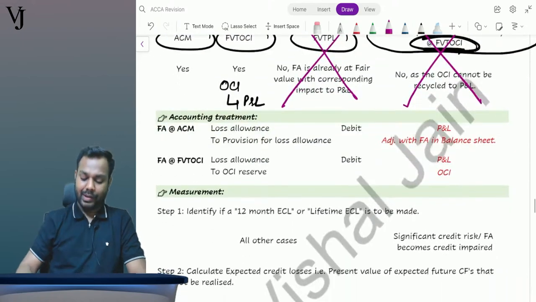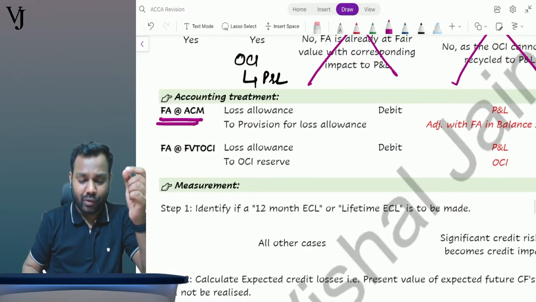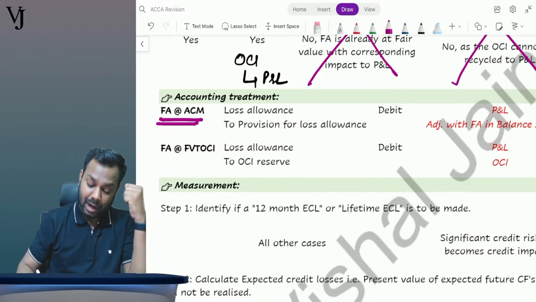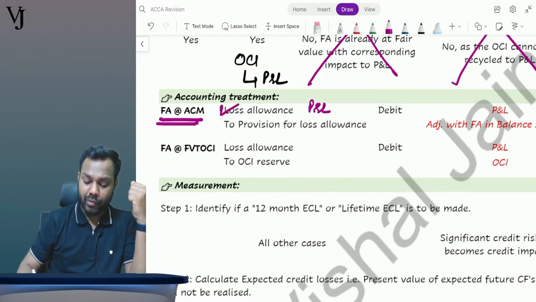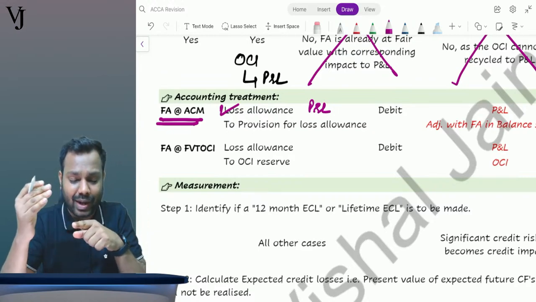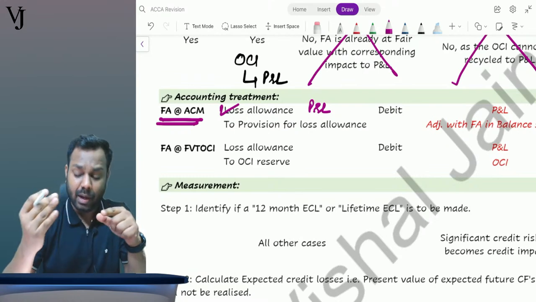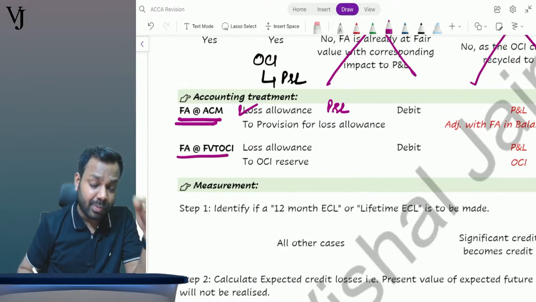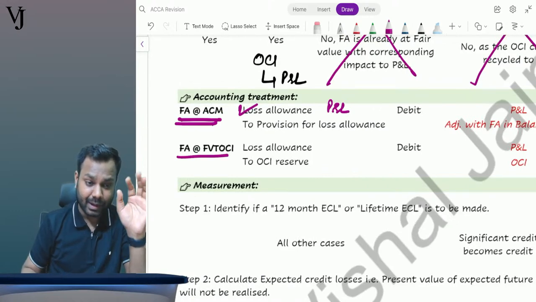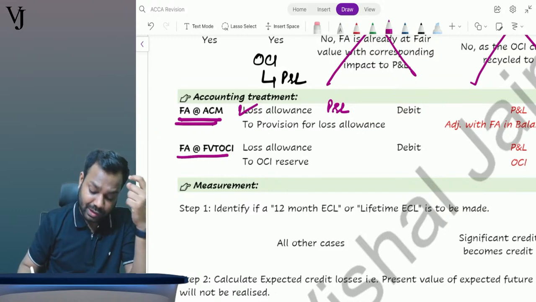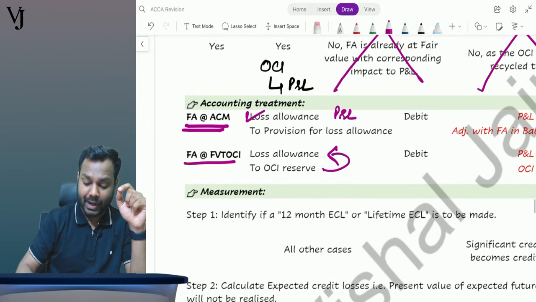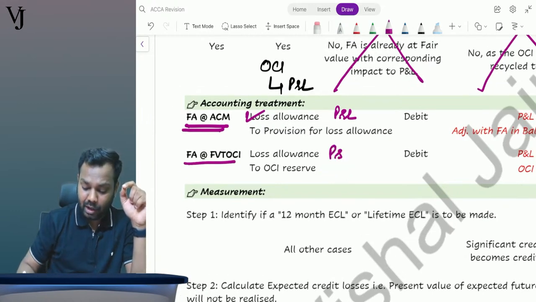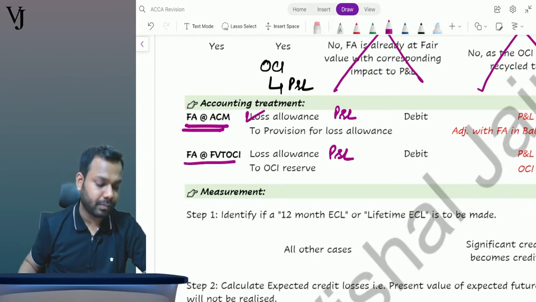Is it clear? Now, how exactly? If the assets are at amortized cost, I will reduce the value of the assets and record expense in the P&L. Loss allowance account debit, P&L expense, and provision for loss allowance, which will be adjusted against the financial assets in the statement of financial position. Now, if it is assets at FVT OCI, except for investments in equity instruments at FVT OCI, which are not included here, I will just transfer from OCI to P&L. Loss allowance account debit, P&L debit to OCI. Clear?